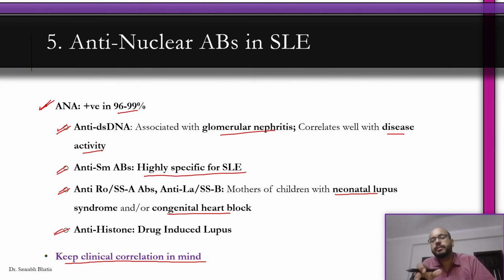Even if the antibodies may be negative, you can still consider a diagnosis of LE if clinically it fits the gambit of LE. If you want a more comprehensive and deeper understanding, go back to our lecture on anti-nuclear antibodies, where we have discussed each of these antibodies in much detail. Okay, let's move forward.